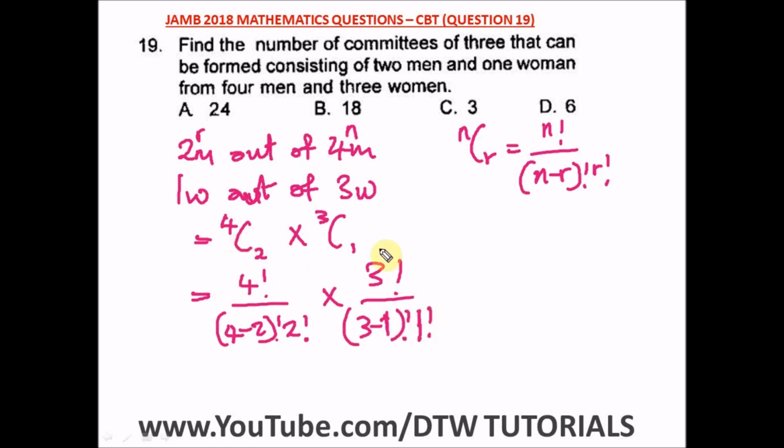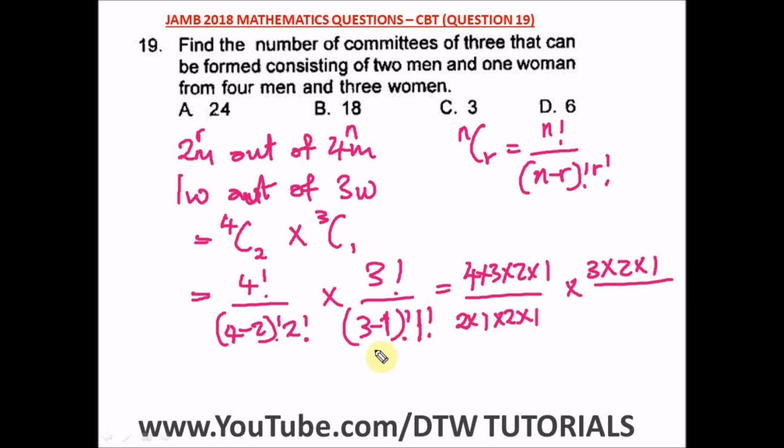So from here let's simplify this. What is 4 factorial? 4 factorial is 4 times 3 times 2 times 1, divided by 4 minus 2, what is 2. So we have 2 factorial, and 2 factorial is 2 times 1. And this 2 factorial here is also 2 times 1. Then we have 3 factorial, which is 3 times 2 times 1, divided by 3 minus 1, which is 2. So we have 2 factorial, and 2 factorial is 2 times 1. And here we just have 1 factorial. 1 factorial is 1.